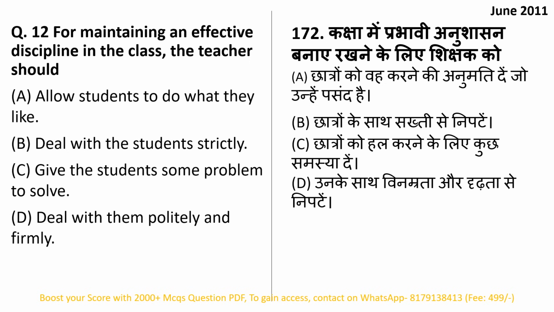Next is: for maintaining an effective discipline in the class, the teacher should allow students to do what they like, deal with the students strictly, give the students some problem to solve, or deal with them politely and firmly. So at times, if the teacher wants to create discipline in the class, the teacher should deal with the class or the students politely and firmly.